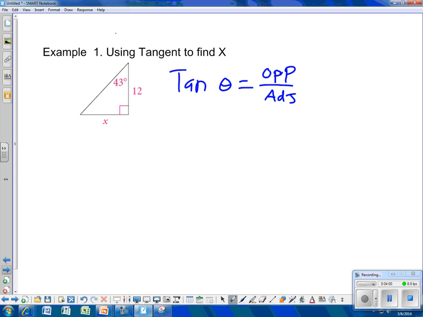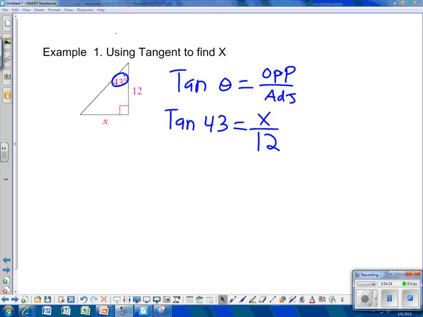So in this case, in this triangle, our angle is going to be our 43 degrees, right? Written up here in the corner. And the opposite of that 43 degrees is going to be our x. And our adjacent side to that will be our 12. Okay, so we have our tangent equation here.